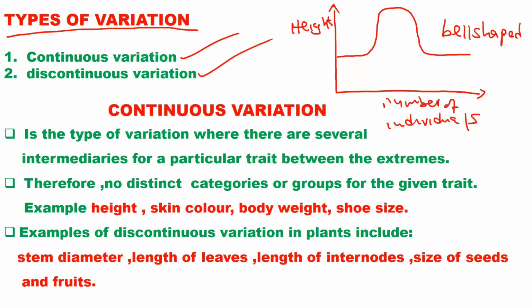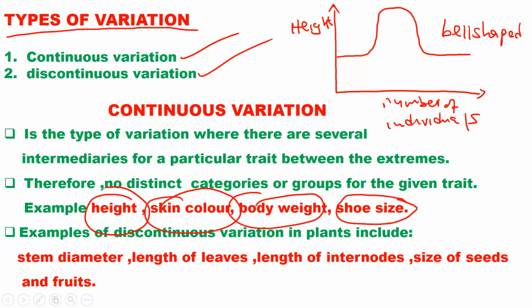Now, what are the characteristics or traits that show continuous variation? Height, skin color, you have the brown, the dark, and all that. Then body weight, you have the thin, the thick, and so on, as well as shoe size. In other words, these characteristics, you cannot just exist specifically as one skin color. We are not all just brown. No, we are different. So that is what it means.